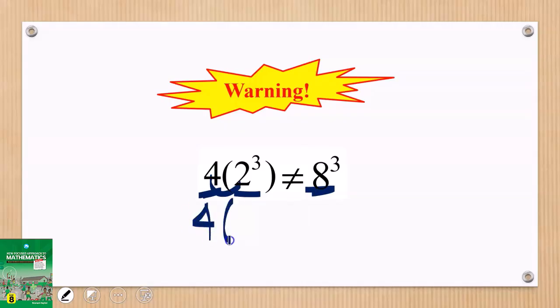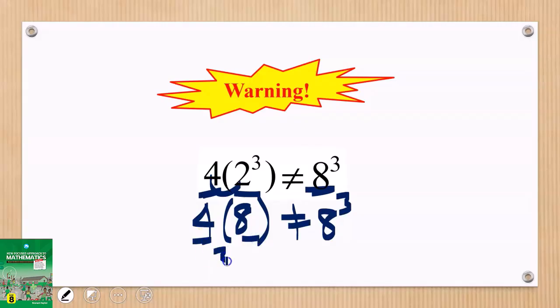If I simplify this, I'm going to have 2 exponent 3, which we know is going to give us 8. That's 2 times 2 times 2, which will give us 8. And we are saying that this should be equal to 8 to the power 3. Assuming they are equal, 4 times 8 will give us 32, whilst 8 to the power 3 will be 8 times 8 times 8, which of course will give us 512. So we can see that they are not the same, so we can't conclude.